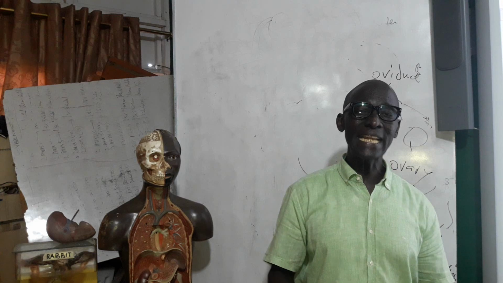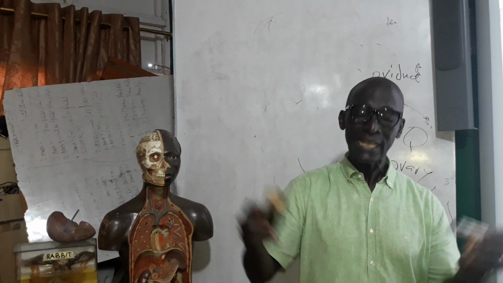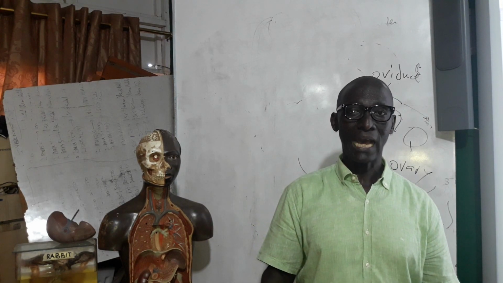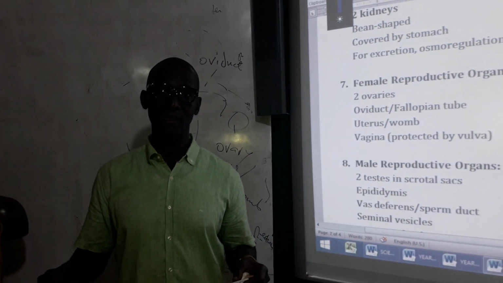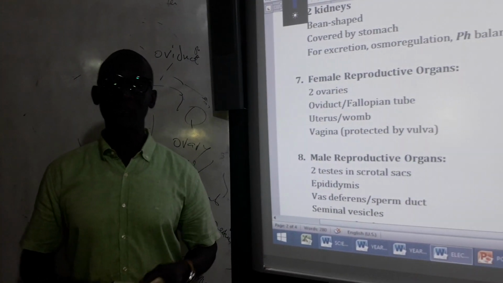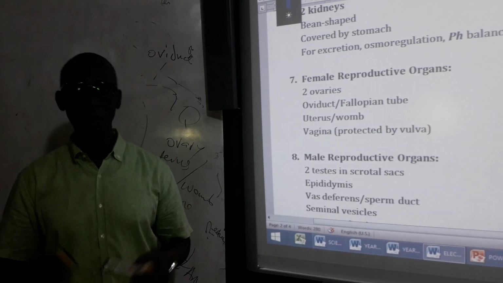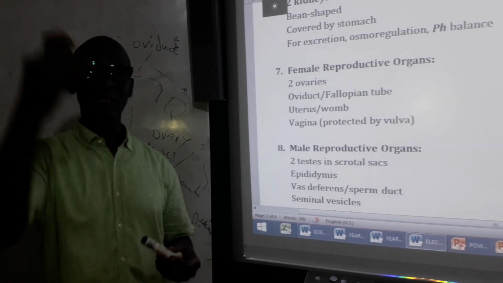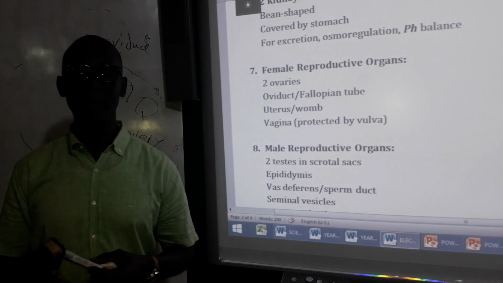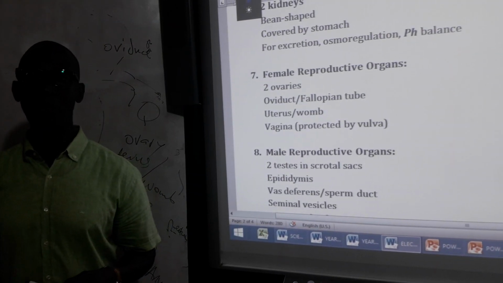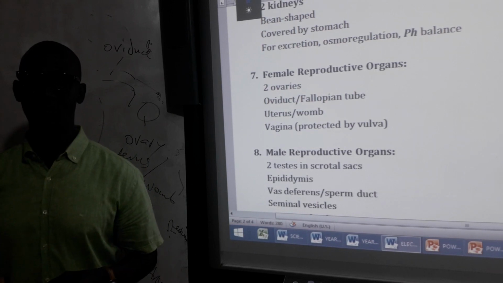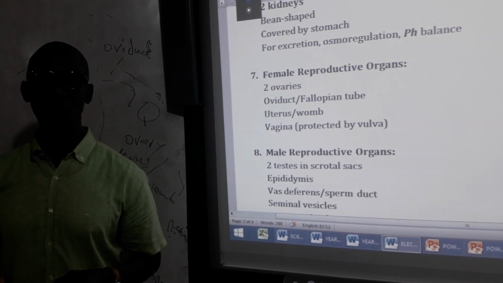Sperms are produced in the testes, which are usually housed in the scrotal sac. Sperms produced within the testes are usually stored in the epididymis. This is an organ that is directly attaching onto the testis. The name is epididymis. During copulation, sperms are discharged from the epididymis through the vas deferens, which is commonly called the sperm duct, onto the urethra.